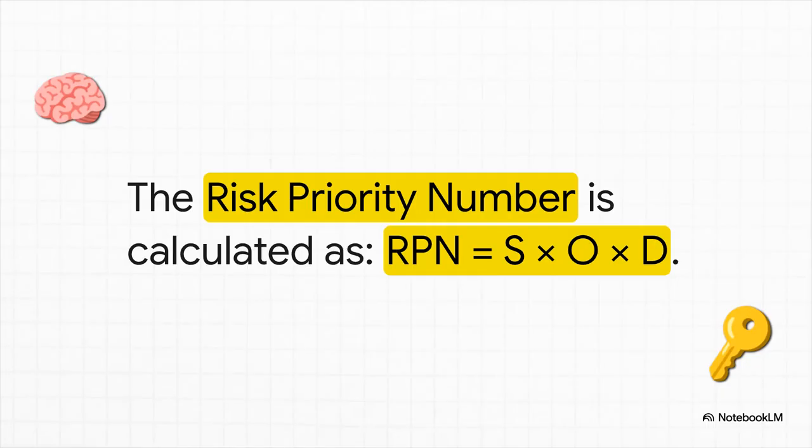This is where we turn all that analysis into a single, concrete number we can actually use. And here it is, the big one, the formula you absolutely positively have to know for your exam. The risk priority number is just severity times occurrence times detection, S times O times D. This little formula tells you where to focus. Seriously, write this one down.